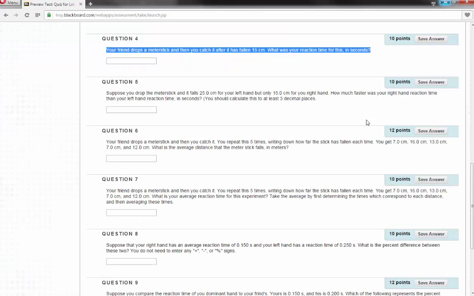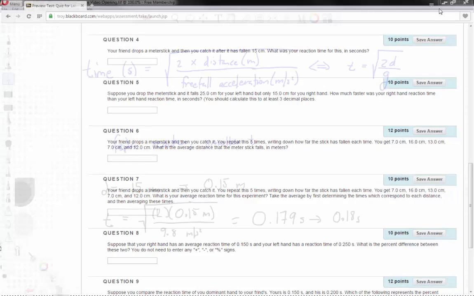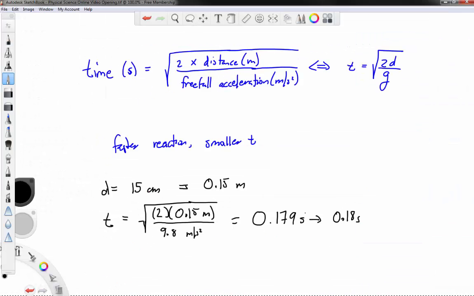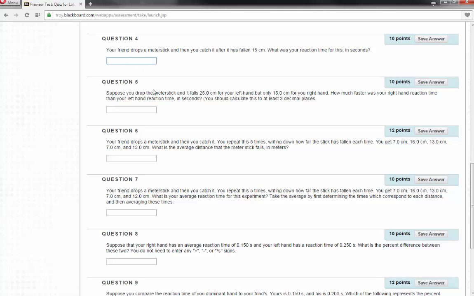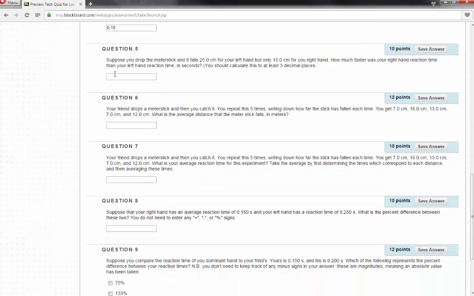So how should I enter this? It says, what's your reaction time in seconds? Well, I've got my reaction time in seconds. The part that I actually need to enter into the box is just the number. So I go 0.18 and then I move on.